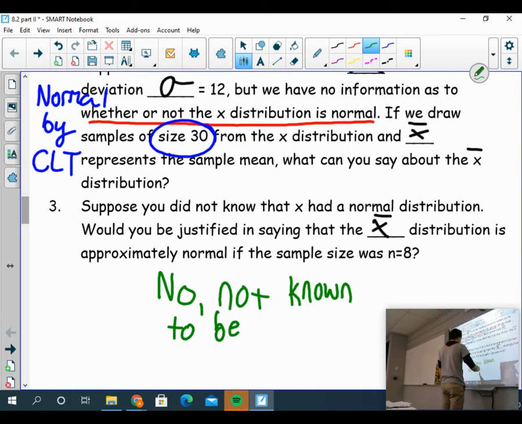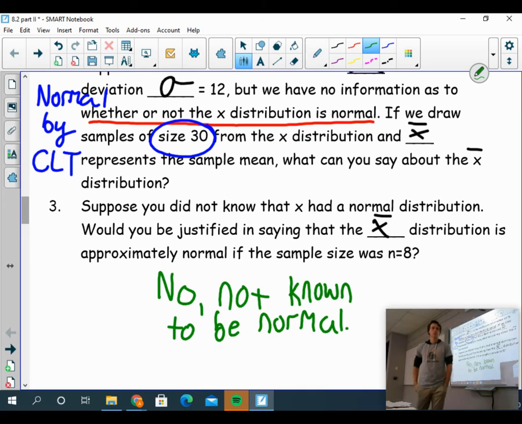And by not known to be normal, we are again talking about the X bar distribution. The X bar distribution could be normal, we just don't have enough information. Our sample size is not greater than or equal to 30, and we don't know if the population is normal or not. Okay, so hopefully that makes things a little bit clearer.